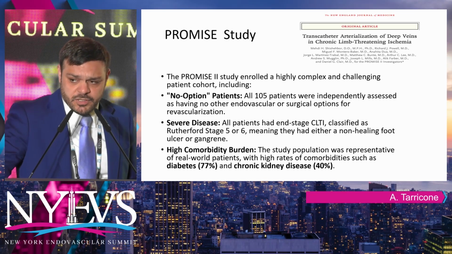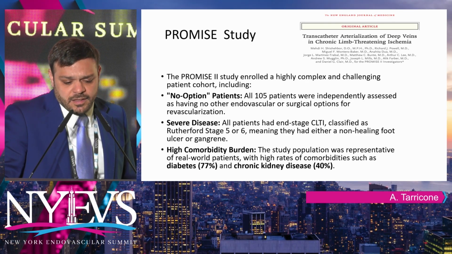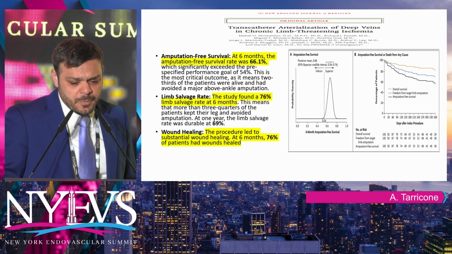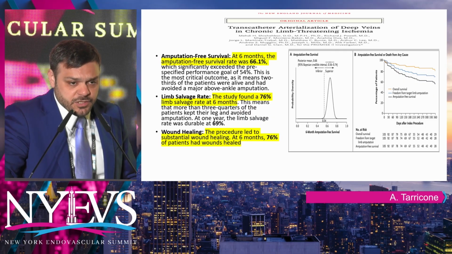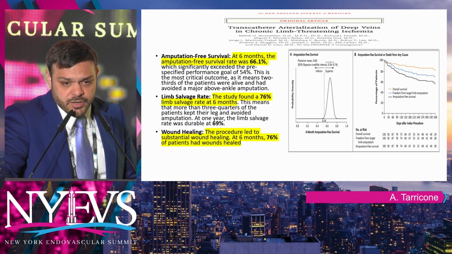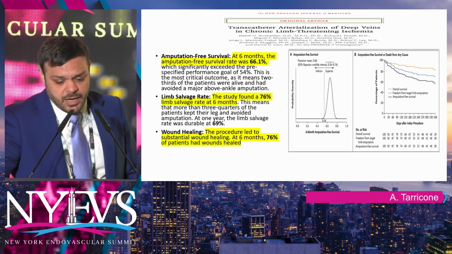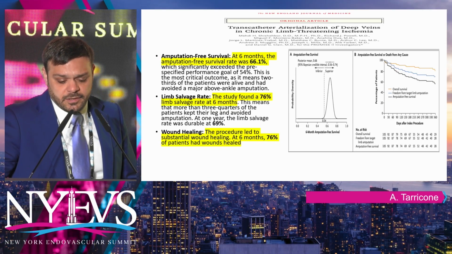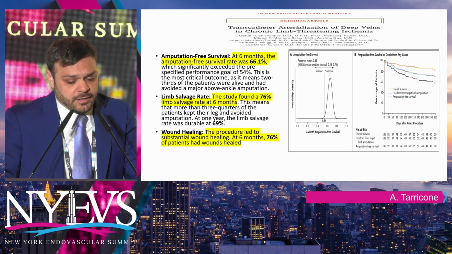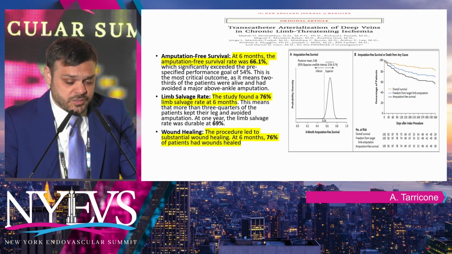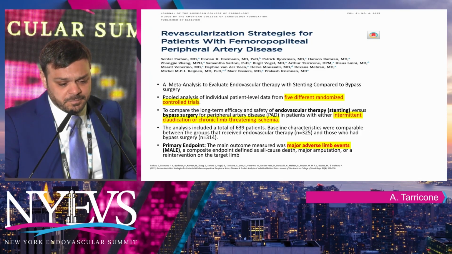Now, the PROMISE study, which Dr. Sia discussed, again, for no-option patients with severe disease, has fewer events. But again, you can see at 6 months, 66.1% amputation-free survival, and the limb salvage rate 76%, which is great, thinking about where these patients' options are. But still, we're seeing a large number of patients that are still ending up with amputation and wounds that don't heal. So 76%, still about 1/4 of these patients are not healing.